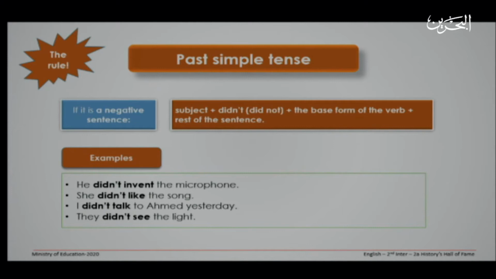In the case of negative sentences, we have the subject first, and then didn't or did not, plus the base form of the verb, plus the rest of the sentence. Examples are: he didn't invent the microphone. She didn't like the song. I didn't talk to Ahmed yesterday. They didn't see the light.